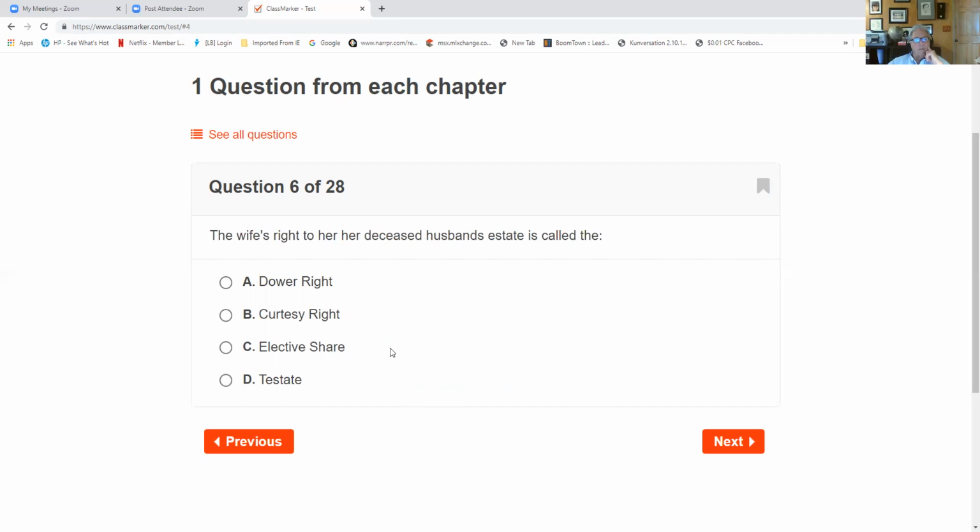From chapter 6, a wife's right to her deceased husband's estate is called the dower right. The courtesy right is the husband's right. The wife's right is the dower right.